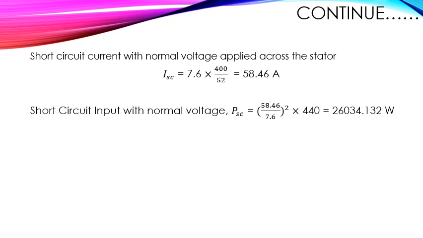Right? So using that we can find out the short circuit input with normal voltage, that is PSC, and that is equal to 58.46 divided by 7.6 whole square multiplied by 440. Right, what is 58.46 here? It is the short circuit current with normal voltage, and what is 7.6? It is the current that we take from the short circuit test readings, right?